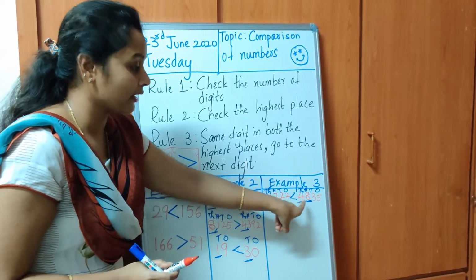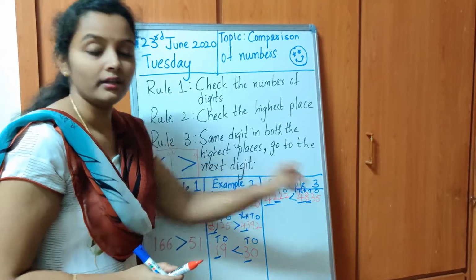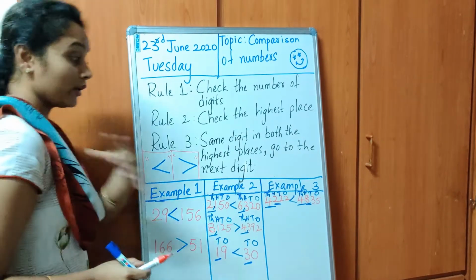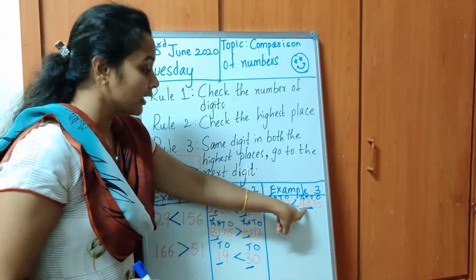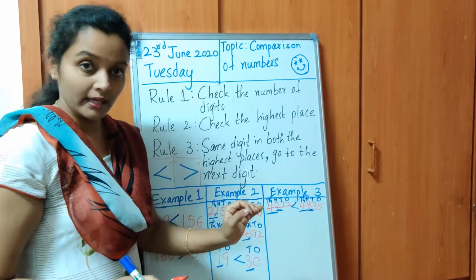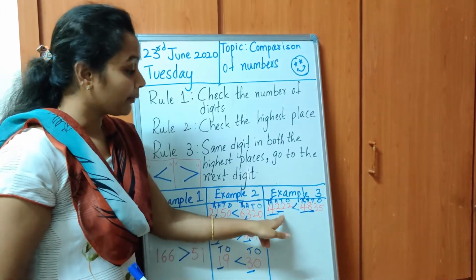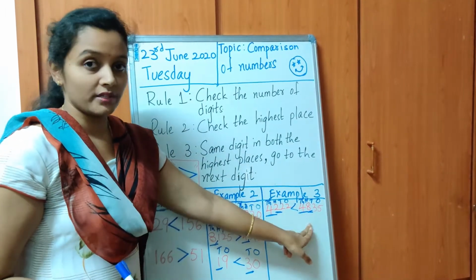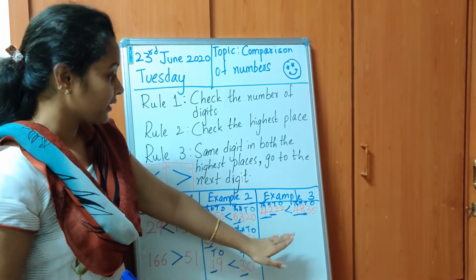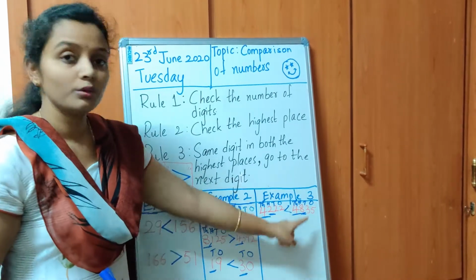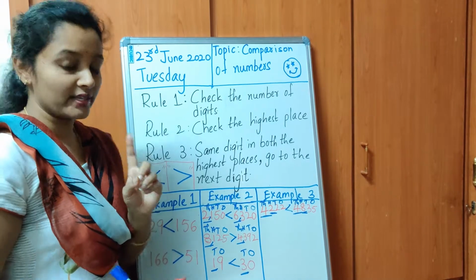4,222 is lesser than 4,835. So what did we do here? When both the highest place digits are the same, we compared the next highest place. We went to the next highest place and compared those digits. One more example, okay?